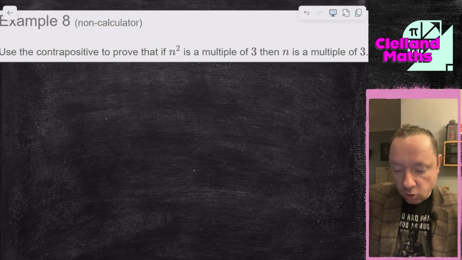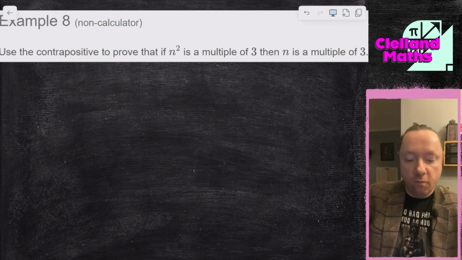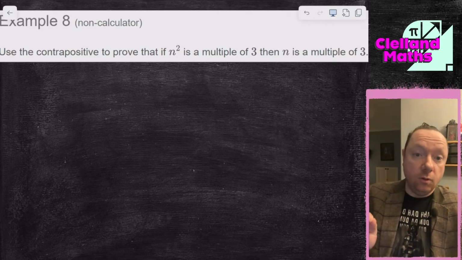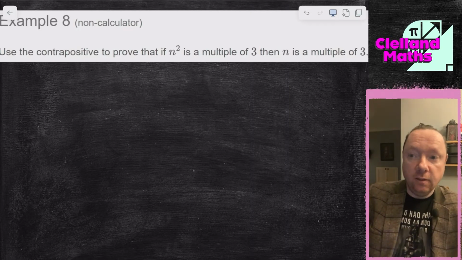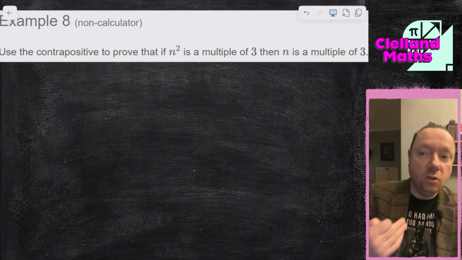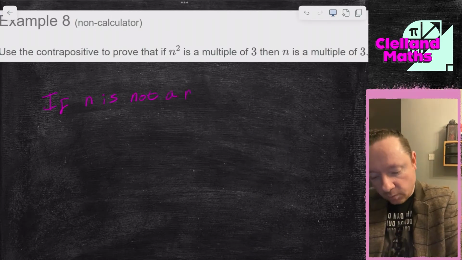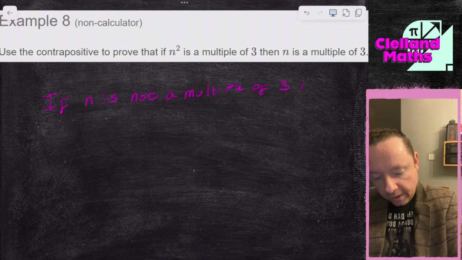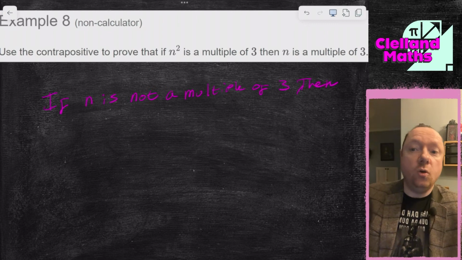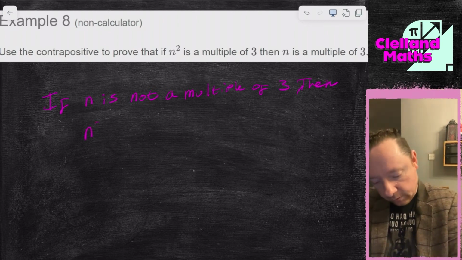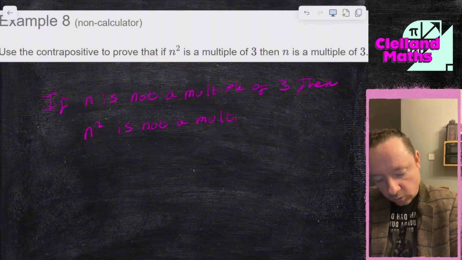Example 8. Use the contrapositive to prove that if n squared is a multiple of 3, then n is a multiple of 3. So we're looking to see what contrapositive means here. So the contrapositive is using not. So if n is not a multiple of 3, then n squared is not a multiple of 3. That's our contrapositive statement.